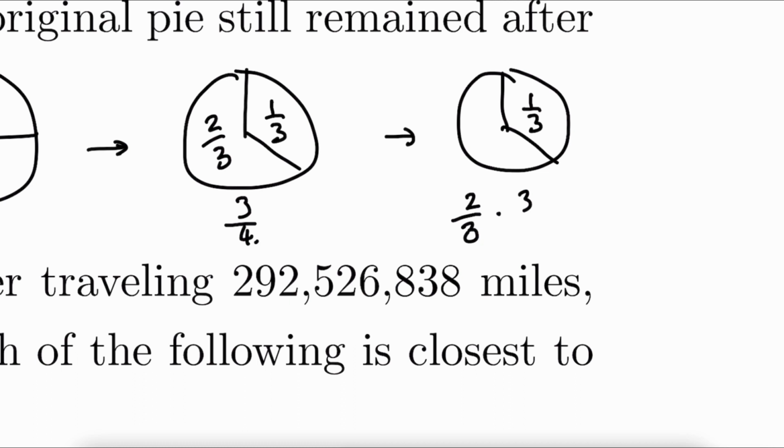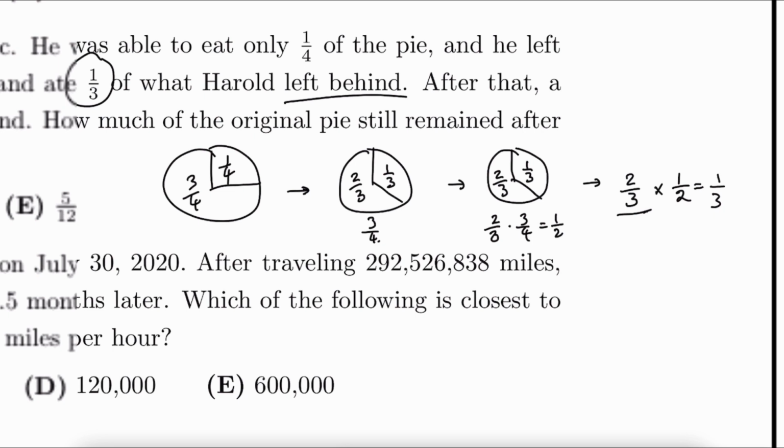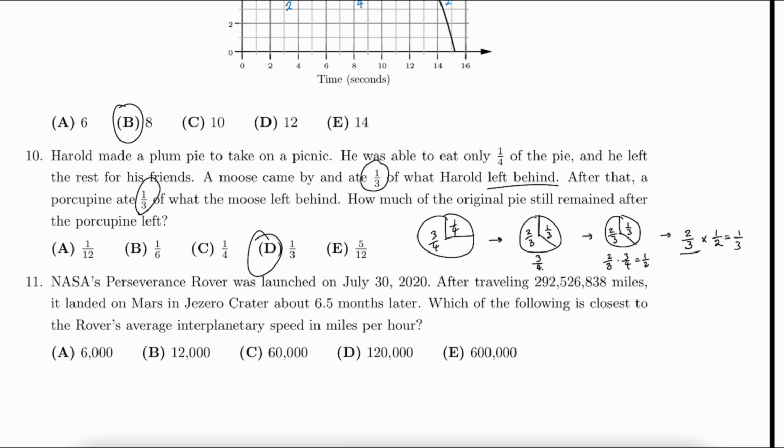And the porcupine left 2/3 of the 1/2. So what was left at the end is 2/3, but that was only 1/2 of the pie, so there is 1/3 remaining at the end. So that is answer choice D.